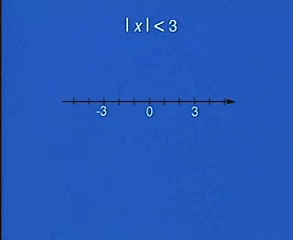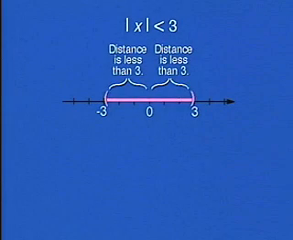If we look at our number line, we recognize that all the numbers between negative 3 and 3, excluding the endpoints, have a distance which is less than 3. So we see that all the numbers in the interval from negative 3 to 3 would satisfy this inequality.